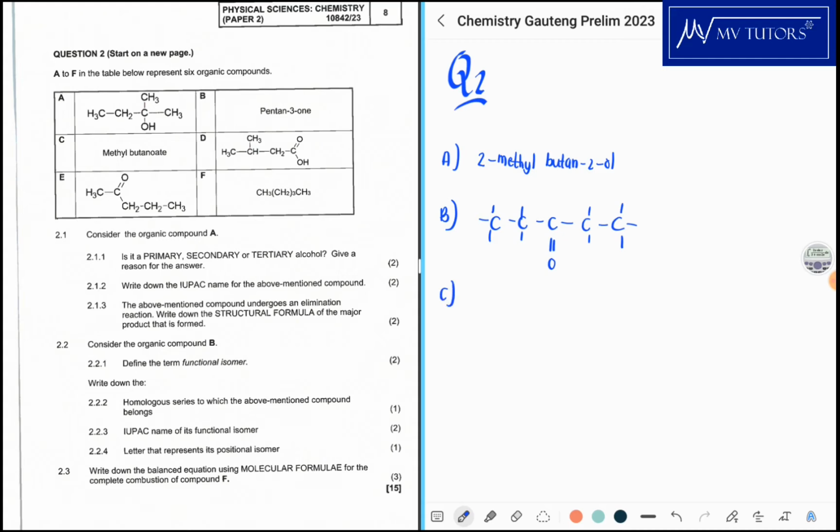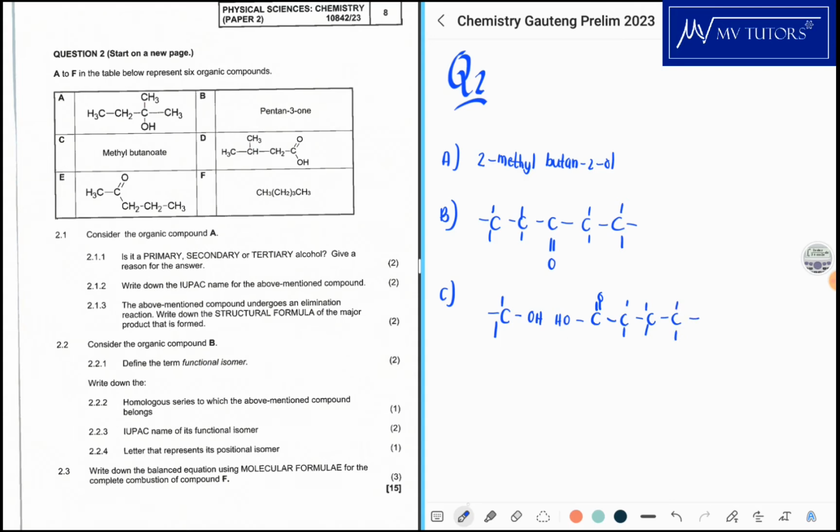And then now we have methyl butanoate. So this is an ester. Okay, you initially had methanol. Okay, and then you also had butanoic acid. All right, so 1, 2, 3.